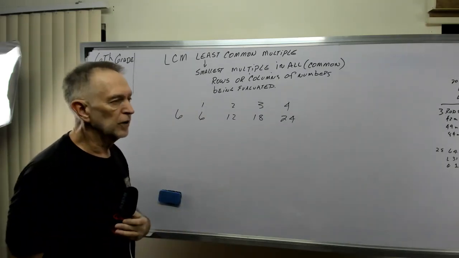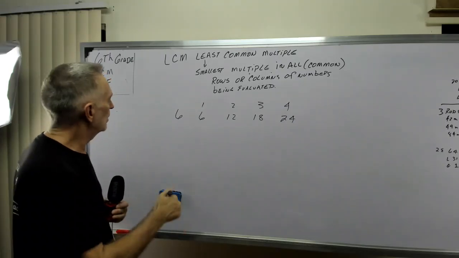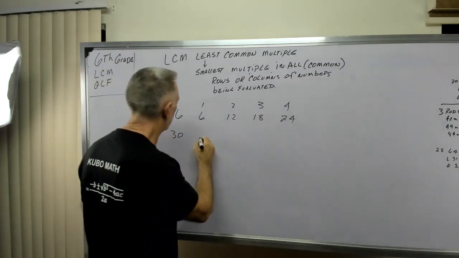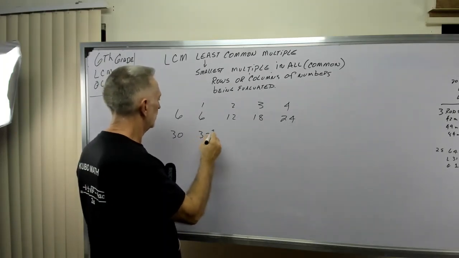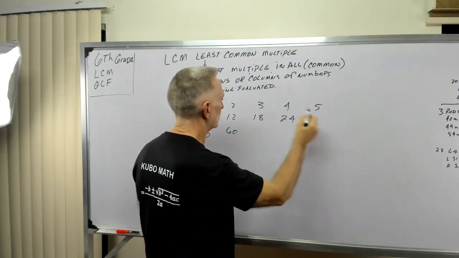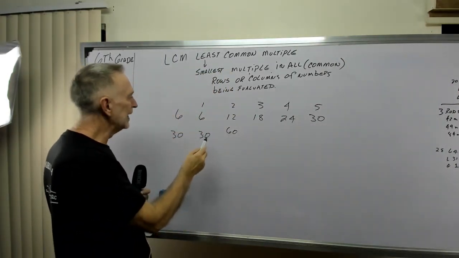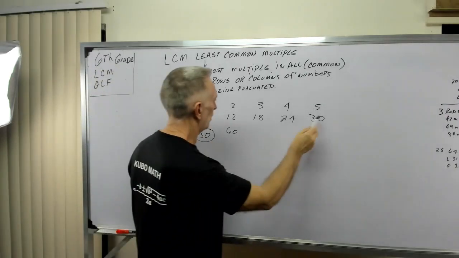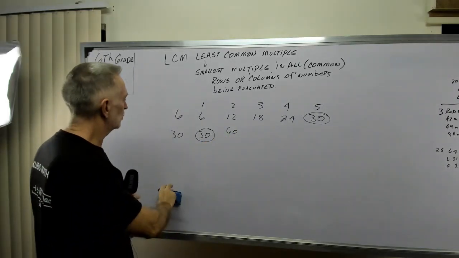Let me think of another number here. What about 30? Well, what are the multiples of 30? 30 times 1 is 30. 30 times 2 is 60. Well, 6 times 5 is 30. We could see that the least common multiple of 6 and 30 would be 30, because it's in both of them here. That's the way that works.